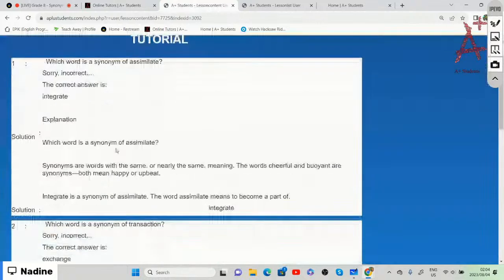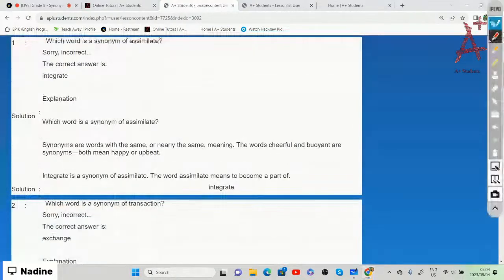All right, so a synonym, right? Synonyms are words with the same or nearly the same meaning. For example, the word cheerful. Cheerful and buoyant are synonyms because both mean happy and upbeat.